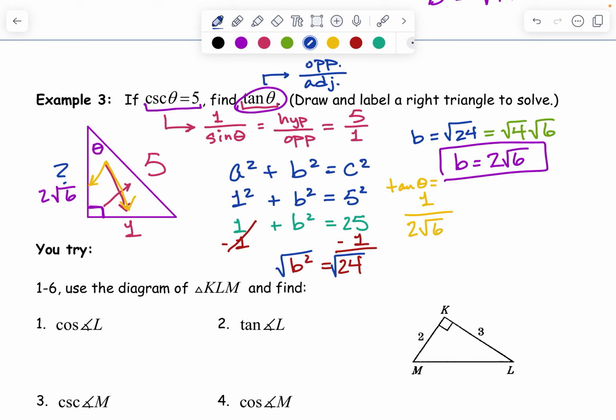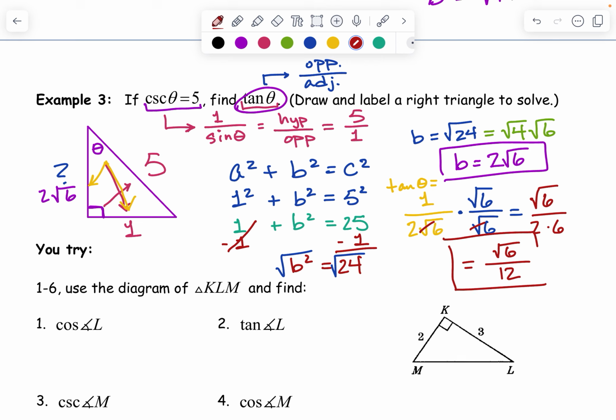And then I hopefully recognize that I need to rationalize this. So 1 times the square root of 6 is square root of 6. Square root squared cancels, so I've just got 2 times 6 down here. And that means my final answer is root 6 over 12. All right, you try the next section on your own, and hopefully this helped you as we introduce trigonometry.